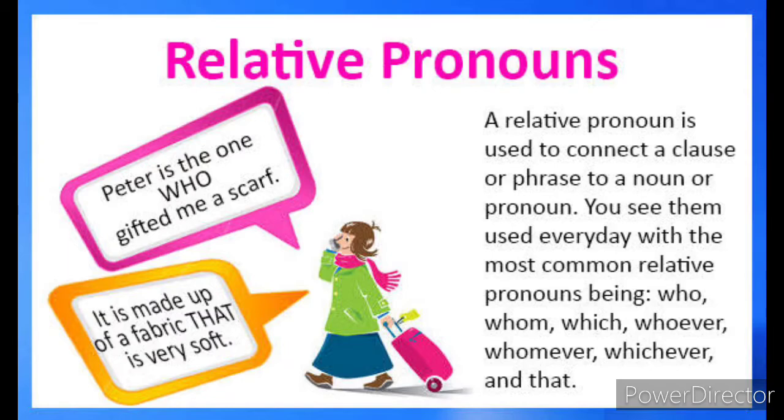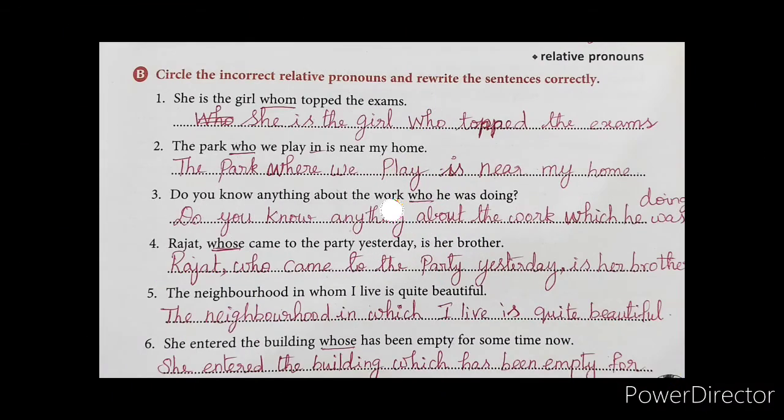Next example, it is made up of a fabric that is very soft. So these are all relative pronouns, children. WH words like whom, who, whose, whoever, whomever, whichever, and that. So look at the exercise here for relative pronoun, children. Exercise B, circle the incorrect relative pronouns and rewrite the sentences correctly.